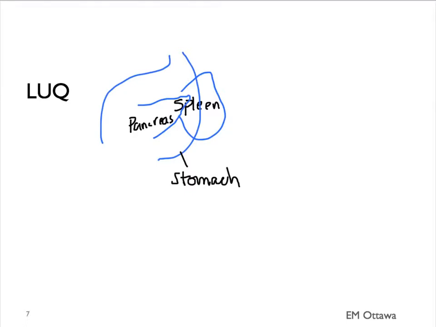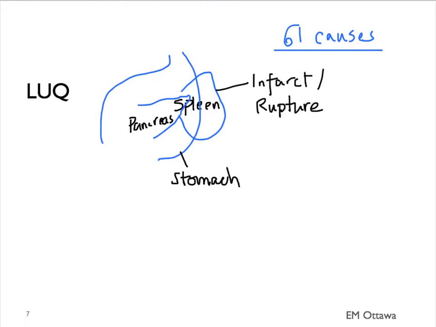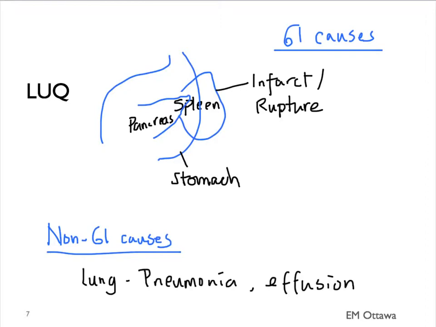Let's move on to the left upper quadrant. What lives there? The spleen, tip of the pancreas, and part of the stomach. What are the GI causes of pain in this area? Splenic disorders such as infarct or rupture, pancreatitis, or gastritis. What about non-GI causes? Similarly to the right upper quadrant, the lung and the diaphragm sit right above this area, and therefore conditions such as pneumonia and pleural effusion will give pain to the left upper quadrant.